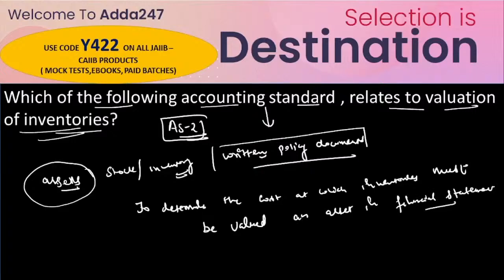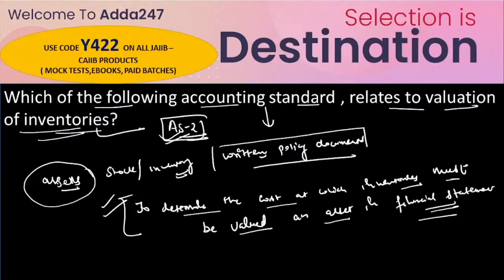So the purpose of the accounting standard is to determine the cost at which inventories must be valued as an asset in the financial statement. This is the purpose of accounting standard 2, and the valuation of inventory is related to accounting standard 2. I hope it is now memorized.